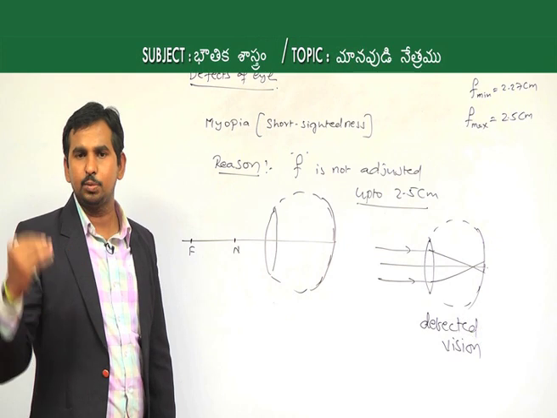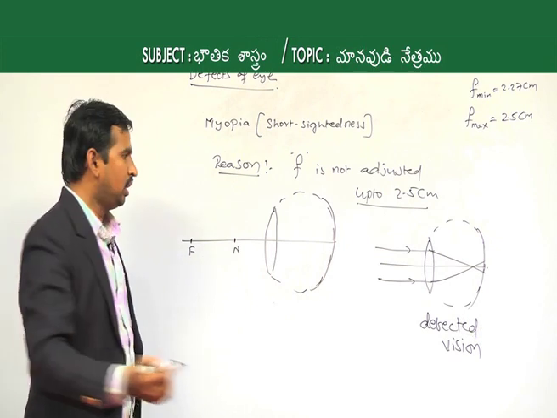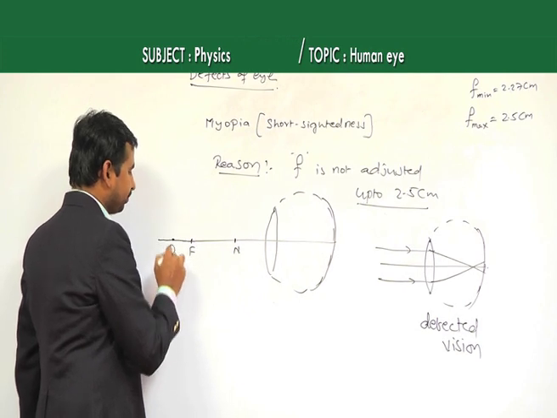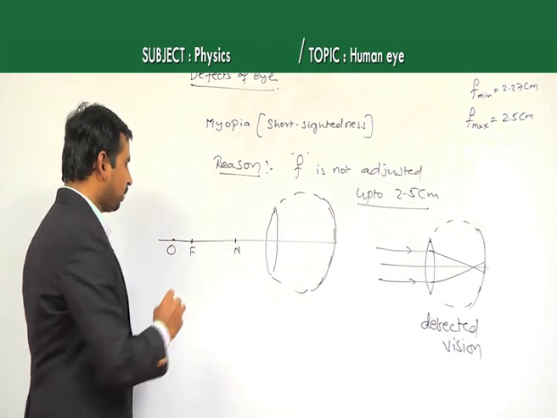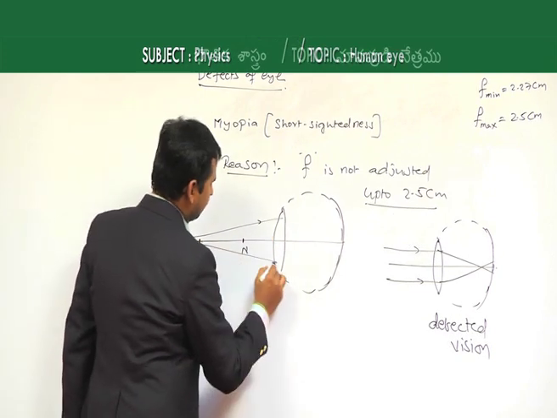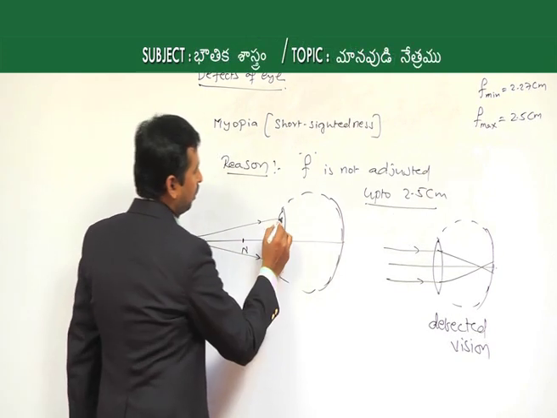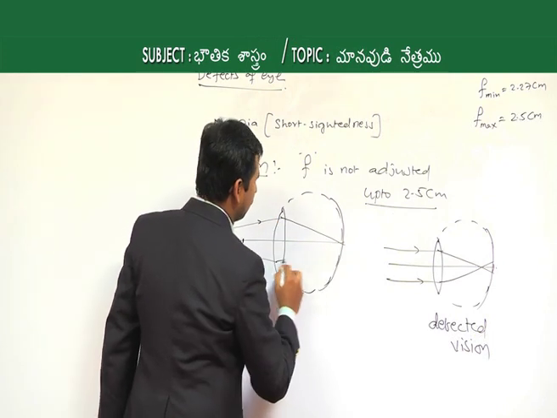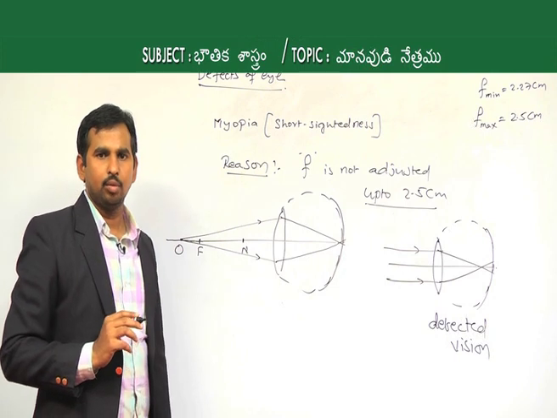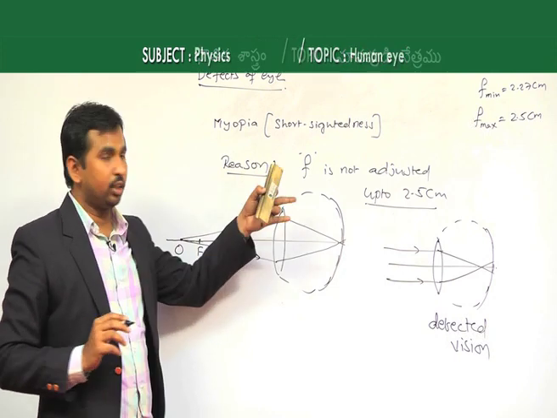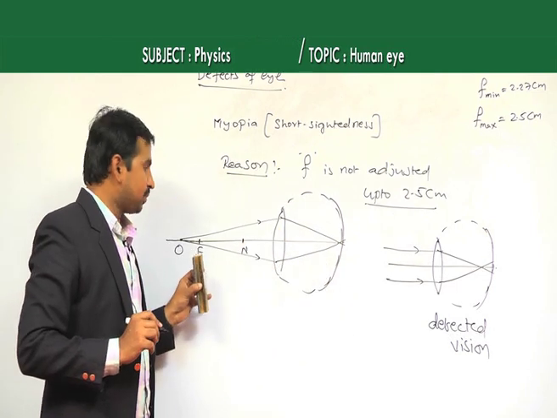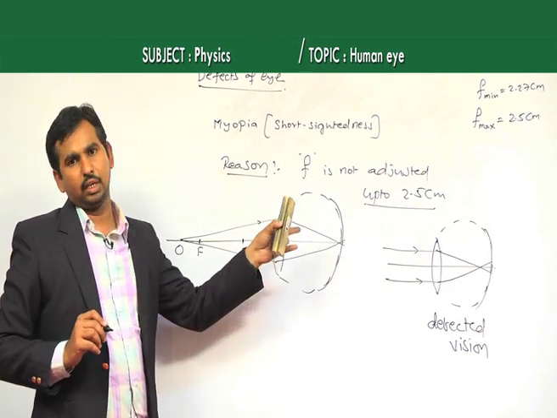But once the object is placed after f, we are getting the problem. Means we are taking the object here, like this. Now what happens is the light rays are coming onto the eye here like this. After refraction, the light rays are not converging on the retina. Before that only they are converging like this, because we are not having the focal length 2.5 centimeters, that is less than 2.5 we are having. That is why we have to change this focal length.